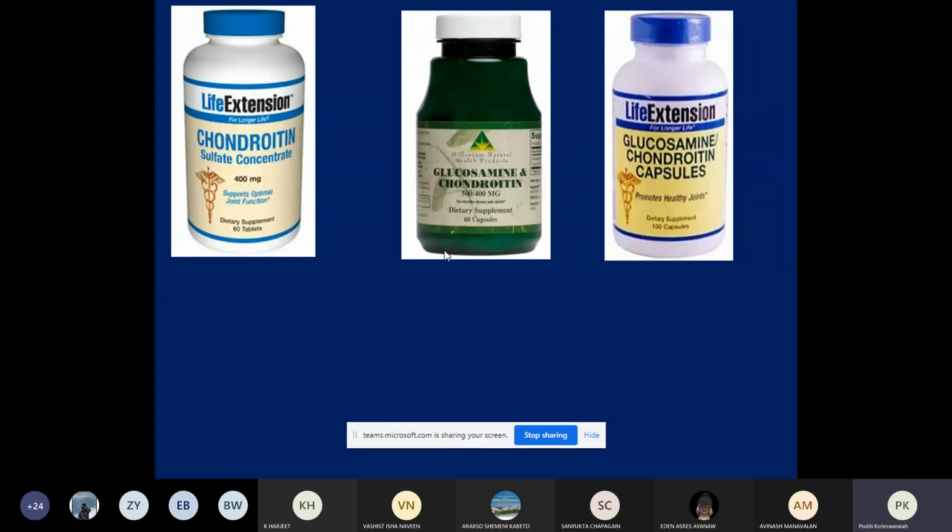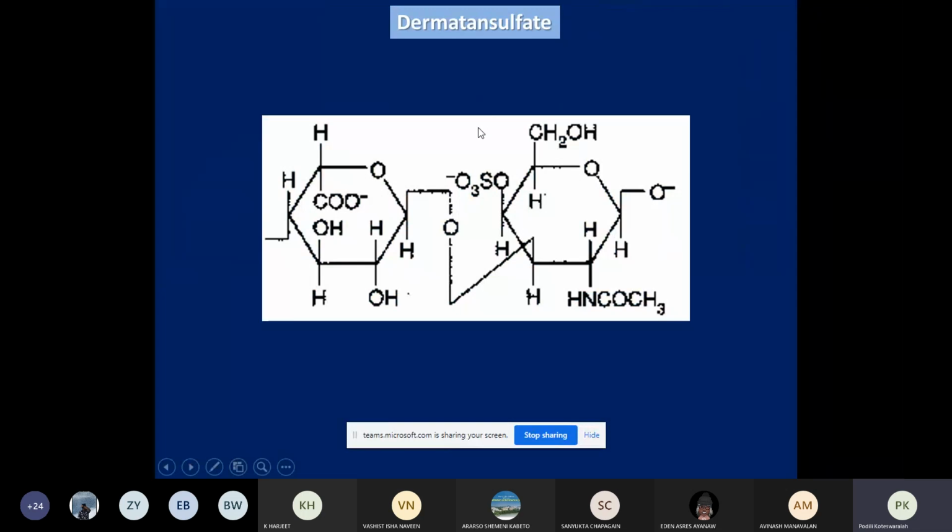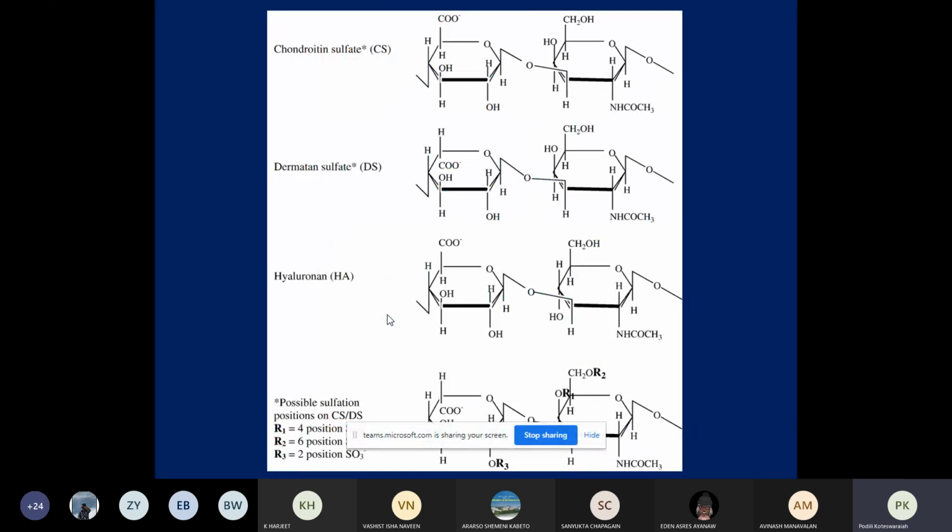There are different types of chondroitin sulfates: A, B, C, D, and E. Chondroitin sulfate B is known as dermatan sulfate. Here the glucuronic acid is replaced with L-iduronic acid, as well as N-acetyl galactosamine 4 sulfate. Dermatan sulfate is similar to chondroitin sulfate, but with glucuronic acid replaced by L-iduronic acid. It is present in the skin, blood vessels, heart valves, tendons, and lungs, and so on, and it has other functions like coagulation and wound repair.